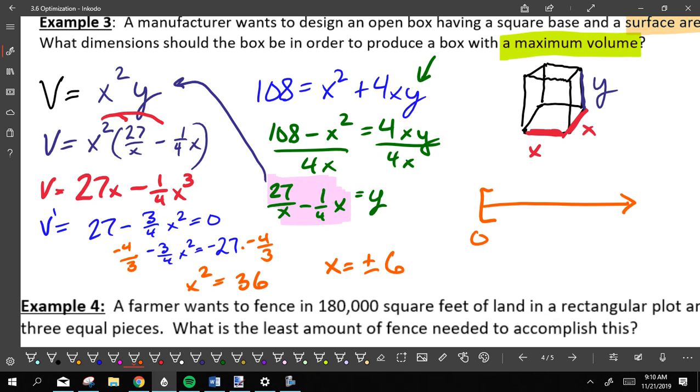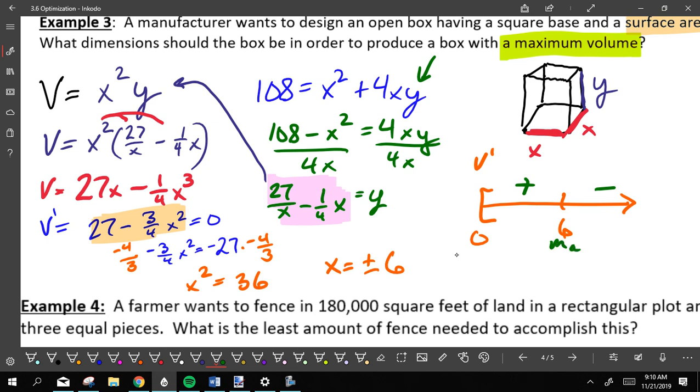Okay, so 0 and 6 are going to be my two numbers. We're going to pick a number between 0 and 6. Remember, this is a v prime number line. We're trying to find when volume changes signs. So a number less than 6, like 1. I'm going to take 1 and plug it into my derivative. If you plug in 1 here, 27 minus 3/4. Oh, yeah, that's going to be positive. A number bigger than 6, like 10 billion. Oh, yeah, that's definitely going to be negative. 6 is a maximum like we thought it was going to be.